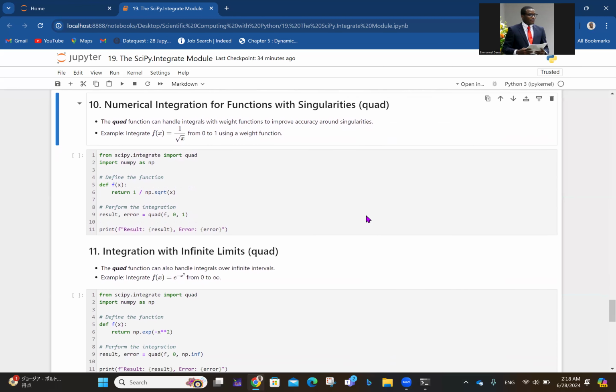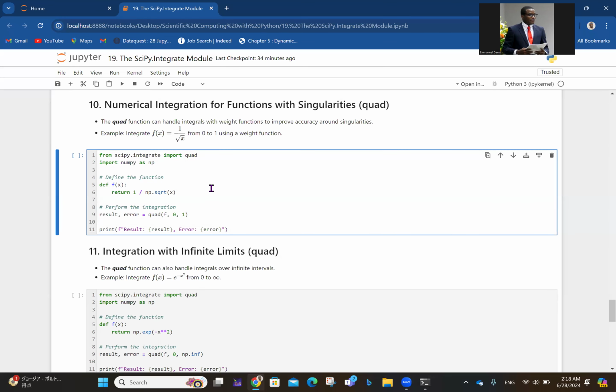Okay, so let's talk about numerical integration for functions with singularities. Singularities means that there's a particular point where the function is not defined. So for numerical integration for functions with singularities, we still use the quad here. So you can see the quad keeps coming up all over. The quad function can handle integrals with weight functions to improve accuracy around singularities. Of course, I don't even think the weight function is necessary in this particular case. Example: integrate f of x equals 1 over root x from 0 to 1. You know that this function f of x is not defined at 0. So the weight function doesn't even come into play here.